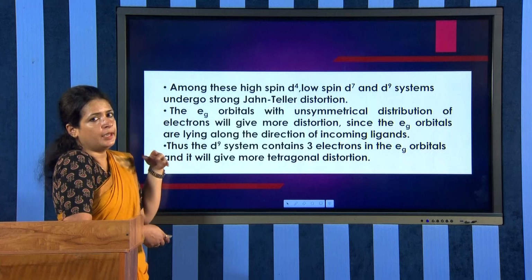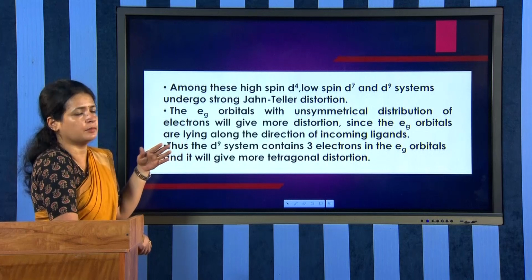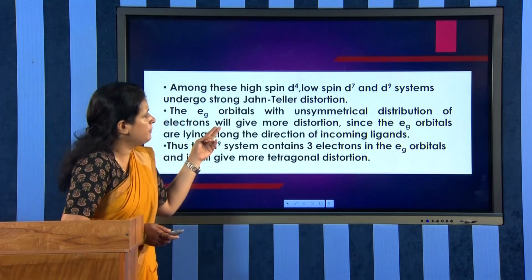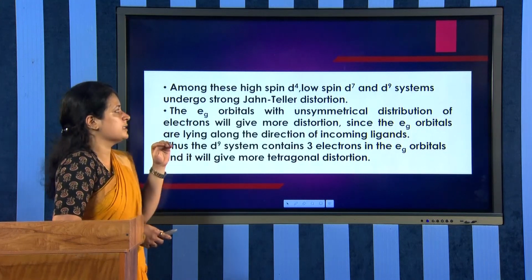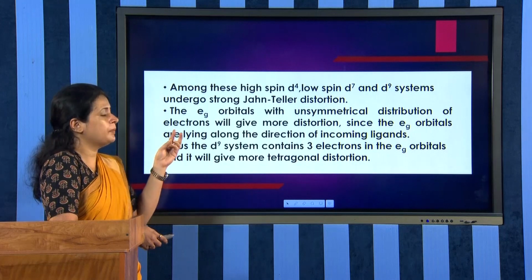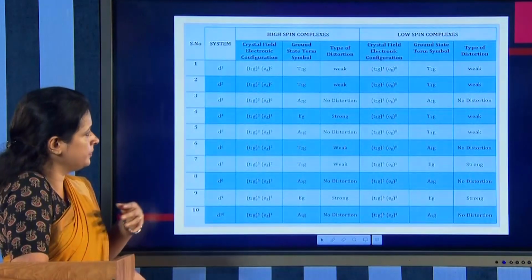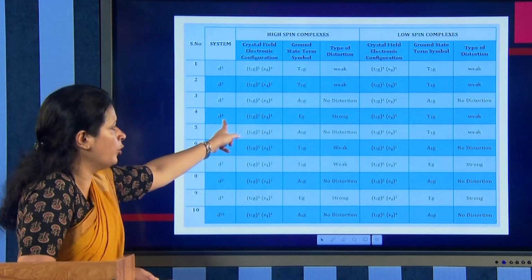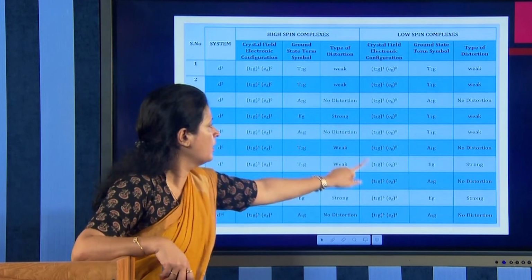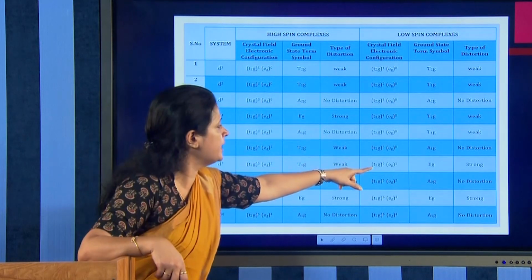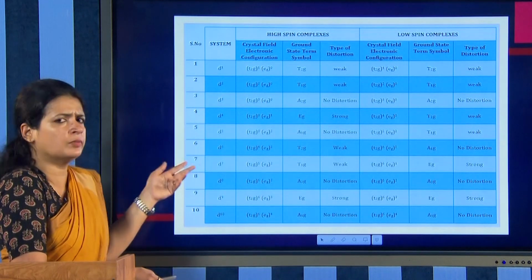And while we looked at the Jahn-Teller distortion in different systems, we understood that high spin d4, low spin d7 and d9 systems undergo strong Jahn-Teller distortion. See this, high spin d4, low spin d7 and d9, they are showing strong Jahn-Teller distortion. What is the peculiarity of these complexes?